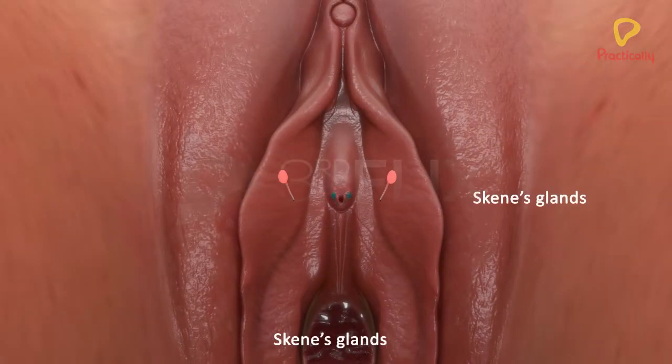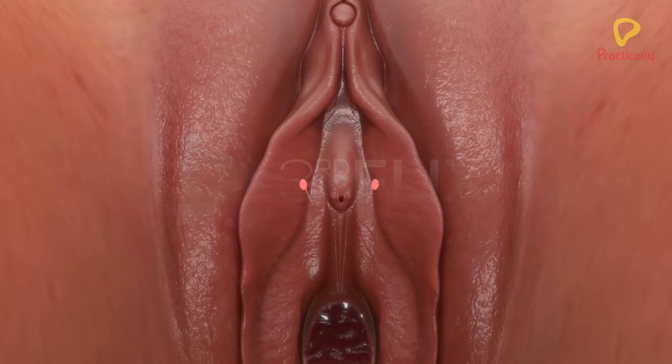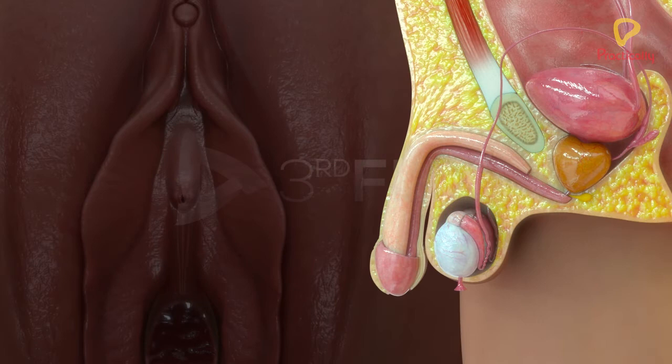Skene's glands. They are also called lesser vestibular glands or paraurethral glands. They are located on the anterior wall of the vagina. They secrete a lubricating fluid upon stimulation. They are homologous to the prostate gland of the male.